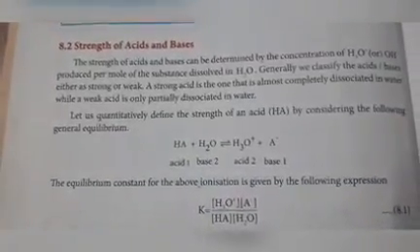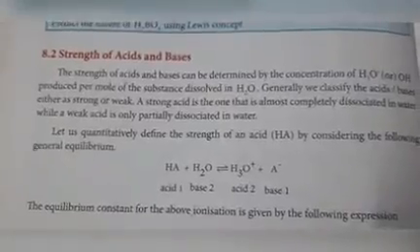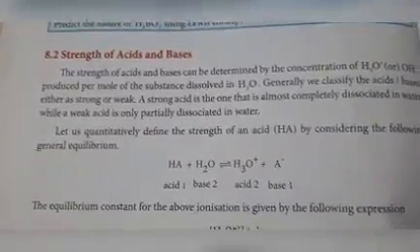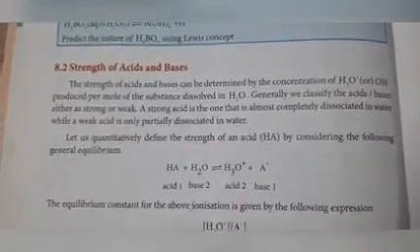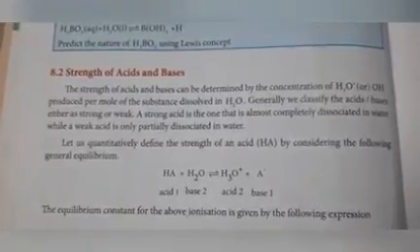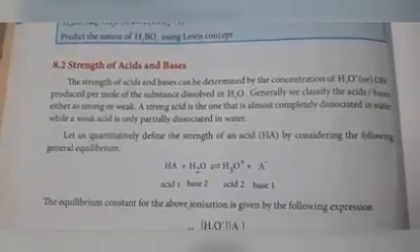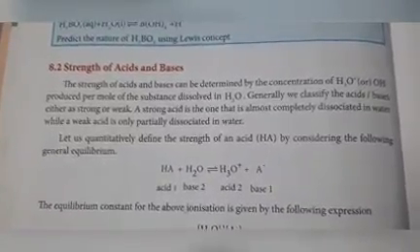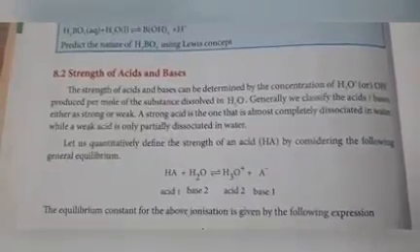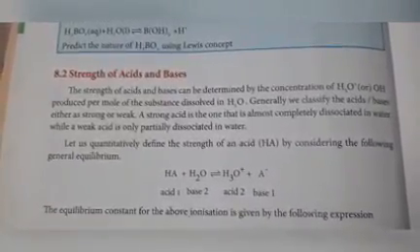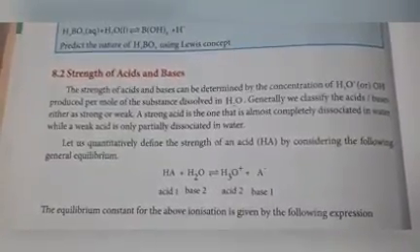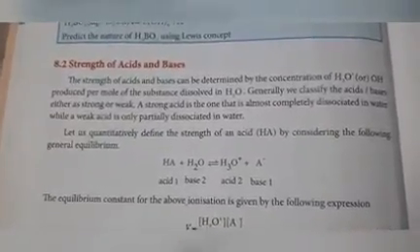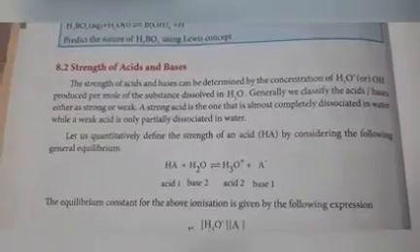Differentiation over. Next topic, strength of acids and bases. The strength of acids can be determined by the concentration of H+, that is H3O+ or OH- produced per mole of the substance dissolved in water. Generally we classify acids and bases as strong or weak. A strong acid is one that is almost completely dissociated in water, while a weak acid is only partially dissociated in water.